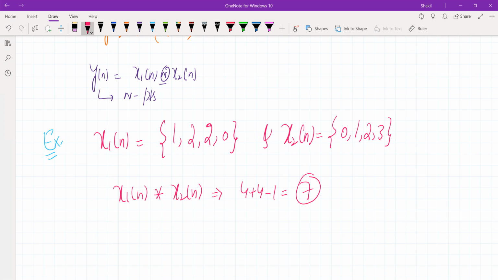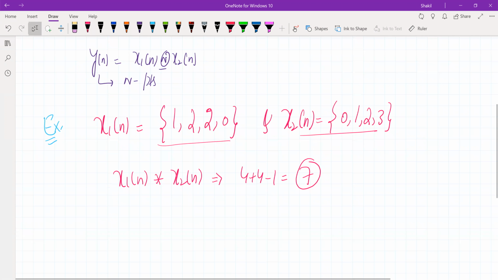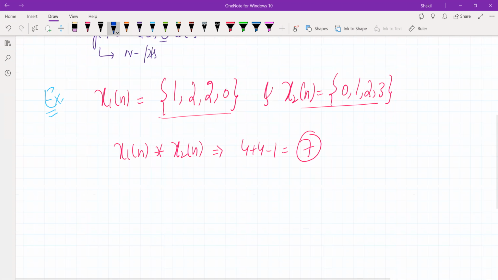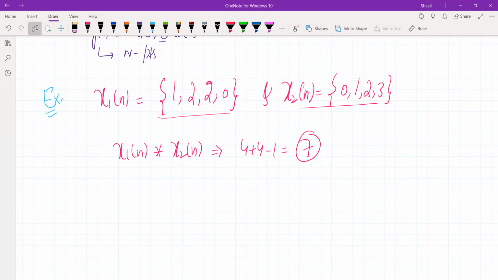But if we perform the circular convolution between these two, the output sequence will have only 4 points. Right? So how do we resolve that problem? First, we'll expand these signals to 7 points. So we'll make x1 of n a 7 point sequence. How do we do that? We simply append three zeros to it. So these are the appended zeros.